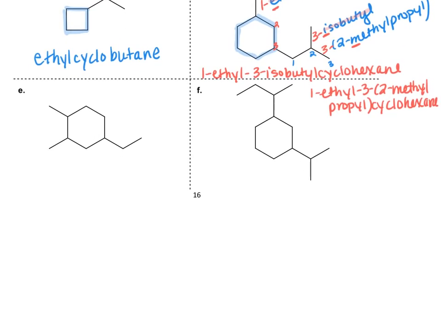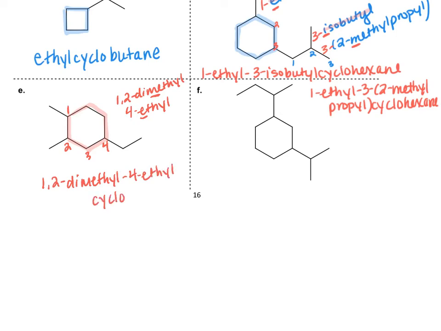The next one, our parent chain is again cyclohexane. We want to give everything the lowest possible number. So we're going to number this way, 1, 2, 3, 4. So we have a 1,2-dimethyl. It'll be alphabetized according to M. We have a 4-ethyl. It'll be alphabetized according to E. And our parent is cyclohexane. So we'll put this all together. We get 4-ethyl, 1,2-dimethyl, cyclohexane.